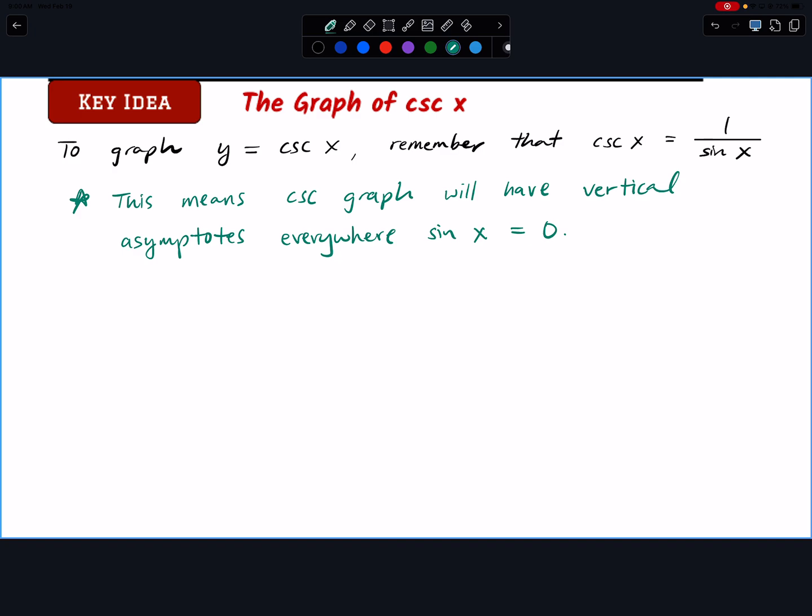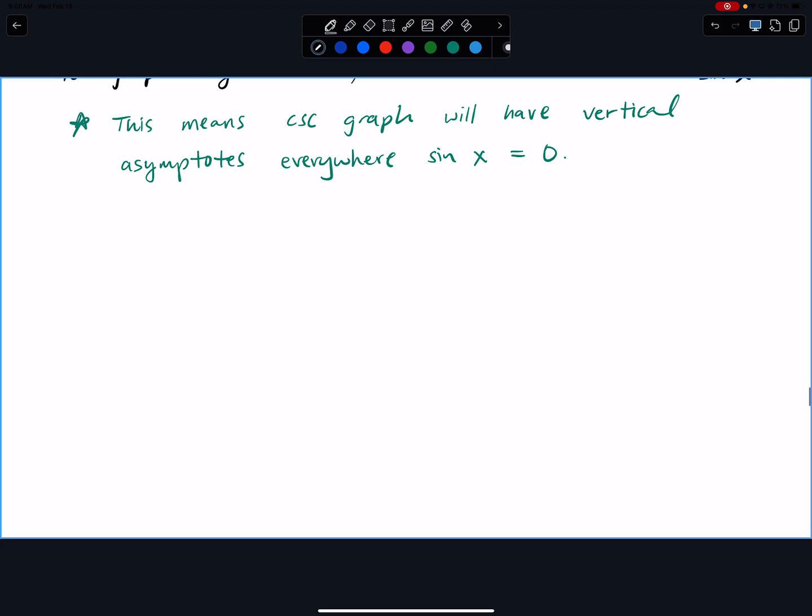At every pi, right? All right, so before we worry about drawing asymptotes, I want you guys to think about, we know what the sine graph looks like, right? So what we're going to do first is graph the sine function, because this will help us understand what it means to graph cosecant. So just stay with me.